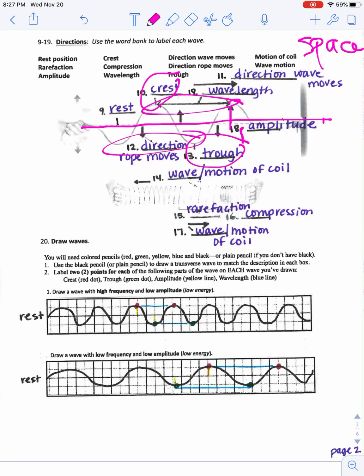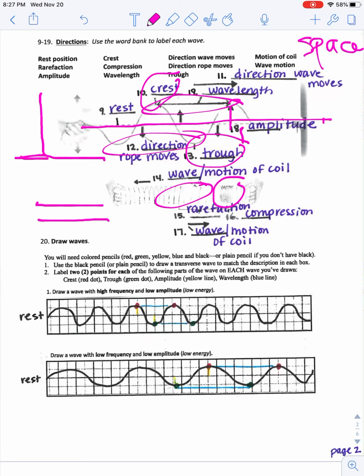Your wavelength is going to be crest to crest or trough to trough. With your longitudinal wave, you're going to look at your areas that are close together. That's going to be your compressions. And areas that are farther apart, that is going to be your rarefactions. With this, the direction that the energy moves is parallel to the disturbance. With a transverse wave, it's going to be perpendicular, like a right angle.